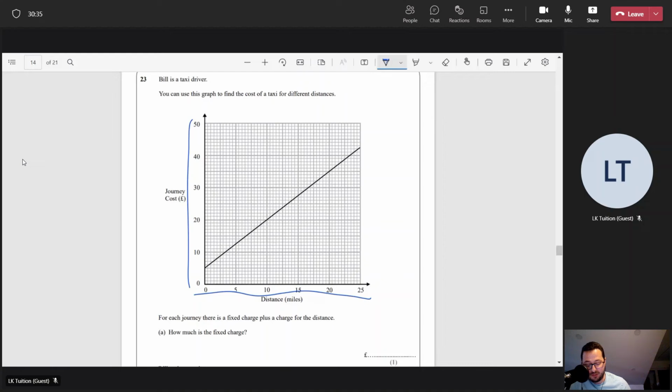Well, if you look at the graph, it doesn't start at 0, does it? It starts here. So before you've even driven anywhere, you're being charged. And it's halfway between 0 and 10, so that is £5. And we'll just write that there.